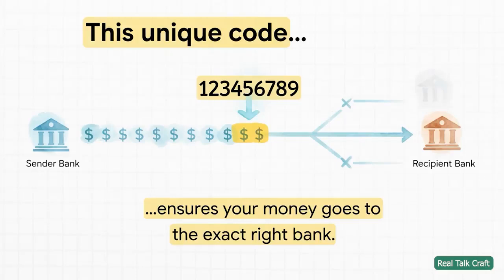Now, out of all those pieces of info, the bank routing number is, without a doubt, the most important one, the most critical. Think of it like a super specific zip code just for that bank. It's a unique code that tells the whole banking system exactly where to send your money. Getting this number wrong is probably the number one reason a transfer fails or gets delayed. So yeah, you're going to want to double, maybe even triple check that one.